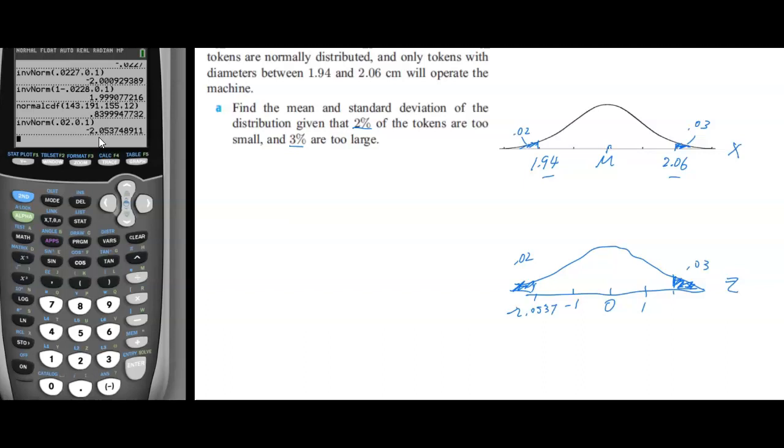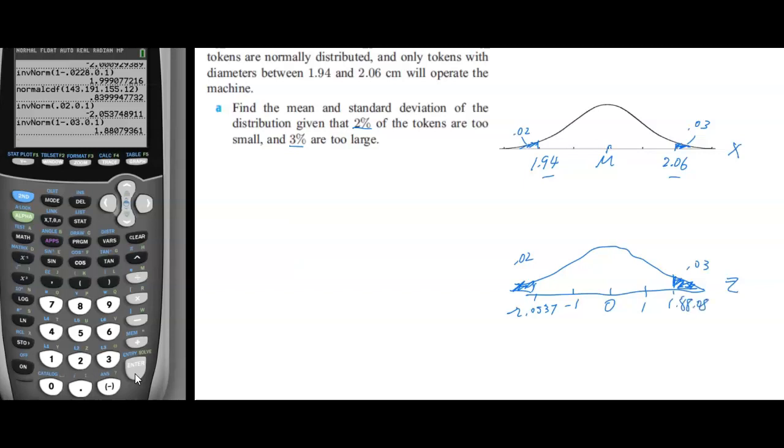Okay, and then we're going to find the number for this point here. We're not going to put in 0.03, we're going to put 1 minus 0.03, because we're going to convert the right side region into a left side region for the old calculator. If it's the new calculator, you could put 0.03. Of course, 1 minus 0.03 is 0.97, so you could just put in 0.97. The answer is 1.8808.